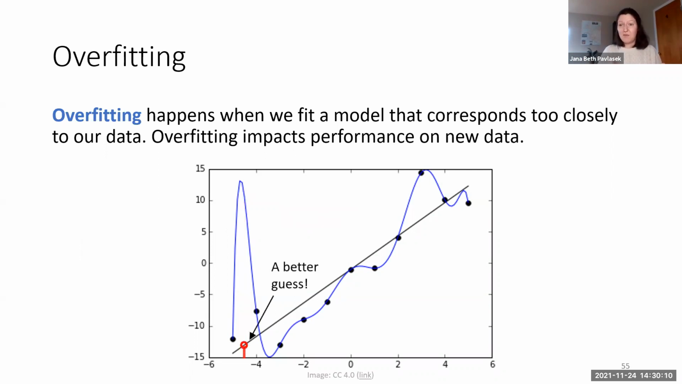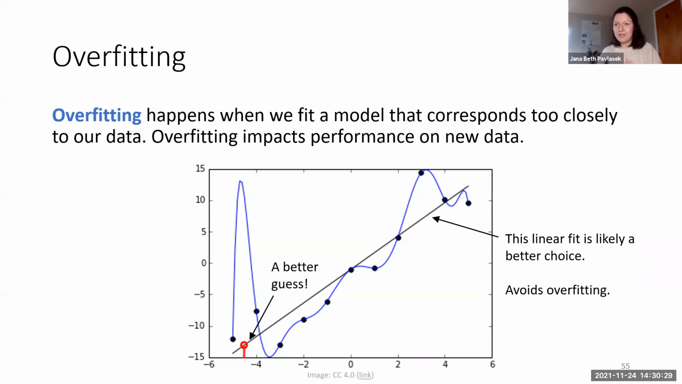This is maybe a better guess for our data. A linear fit looks like a better choice, and that's basically going to avoid overfitting. If we draw a line through our existing data points, there's going to be a bit of error between those data points and the line. But what we're going to gain is a better job at predicting on new data. So we're going to need to balance between how well we can fit our training data and how well we can predict on new data.